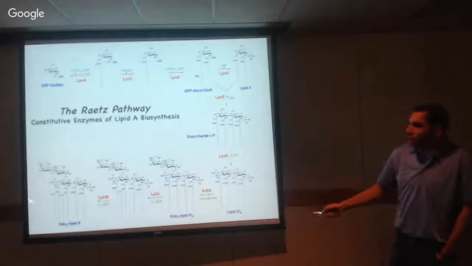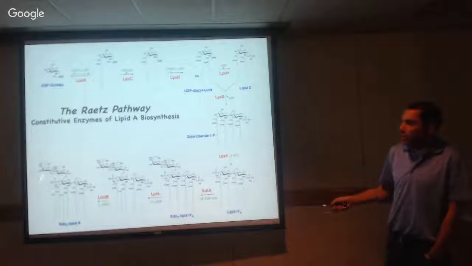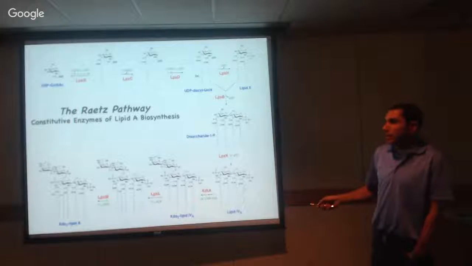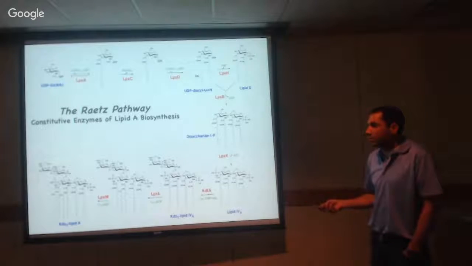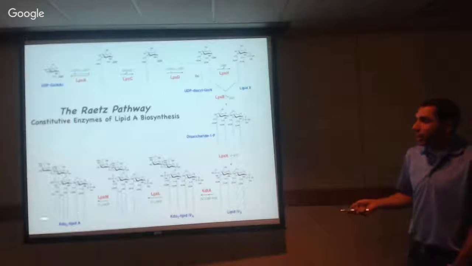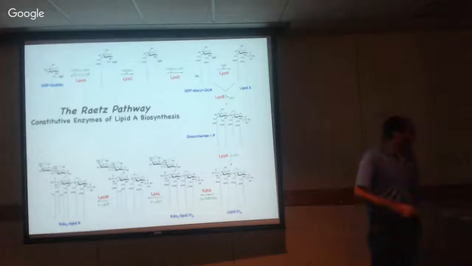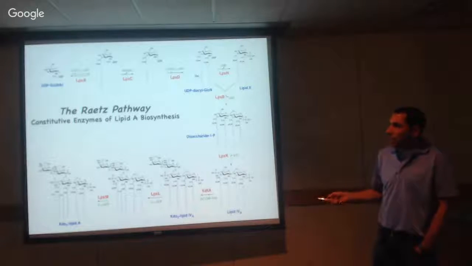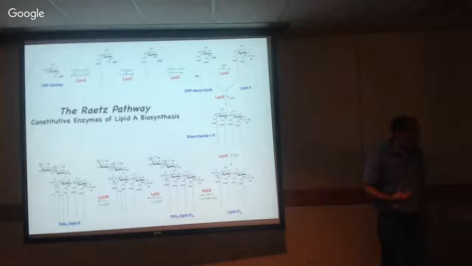This is the final product that's made by most gram-negatives. This is the canonical lipid A structure. It's a disaccharide that's bisphosphorylated, which gives it a negative charge, and it's acylated. And this is the structure that is made by most gram-negative bacteria.